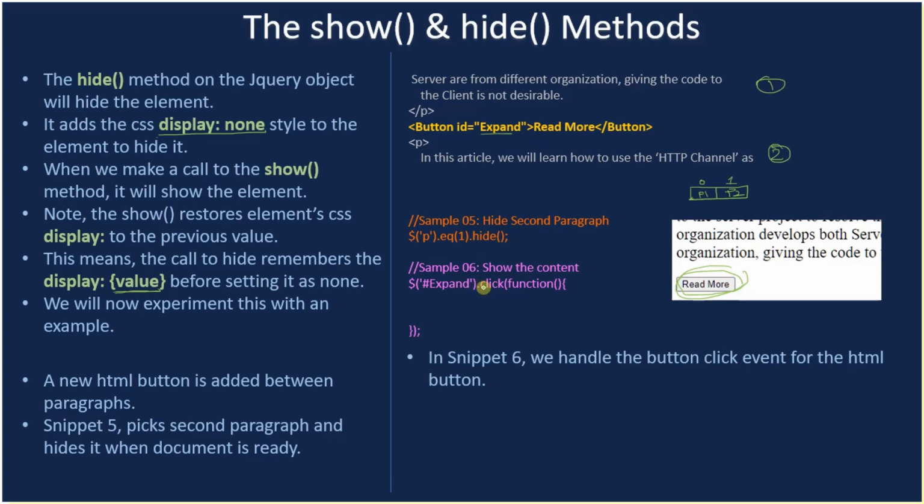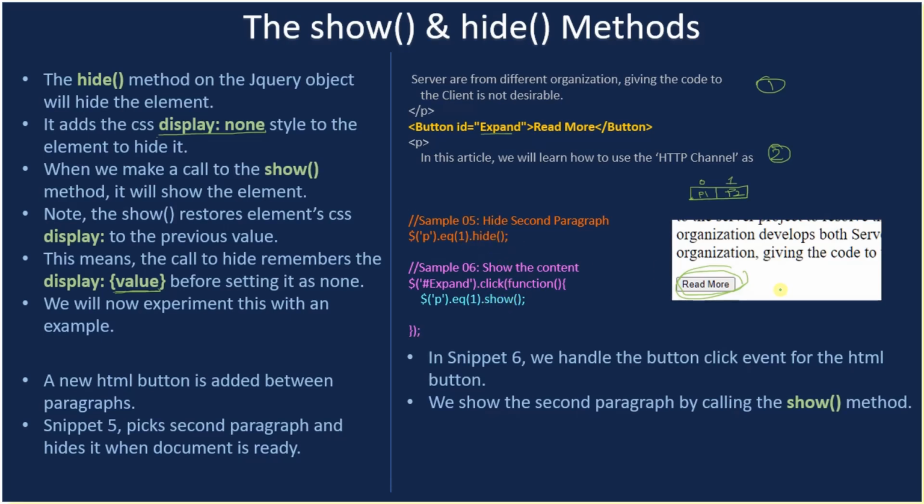This means we are handling the click event, and the code that we wrote here will run when the user clicks the expand button. We show the second paragraph by calling the show method, right? Here, instead of read more, it will show as expand. I mean, read more only. Expand is the name. So when the user clicks the read more button, we again pick the paragraph eq(1), that means the second paragraph, and we are calling show.